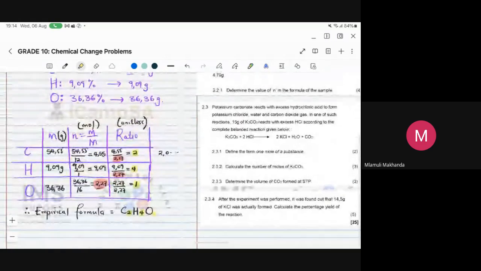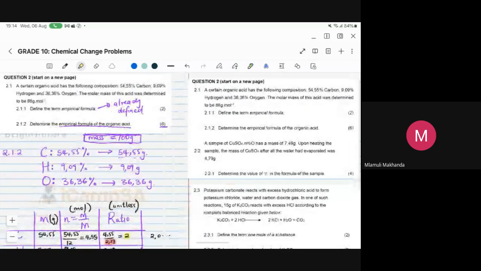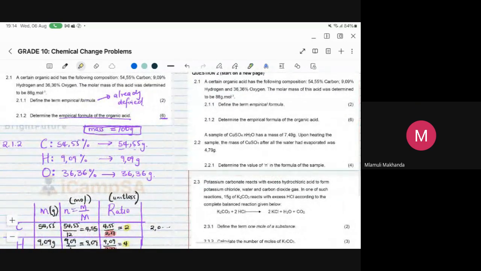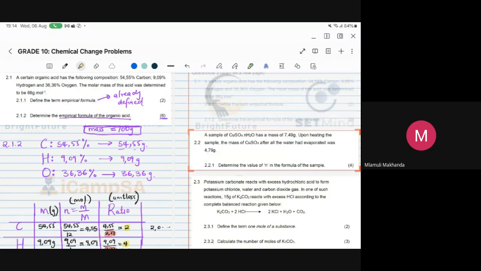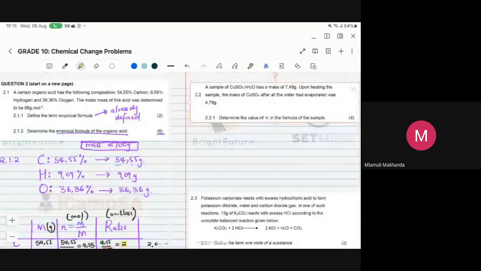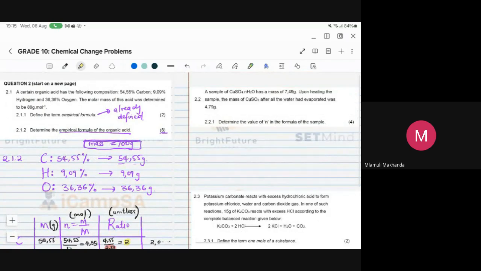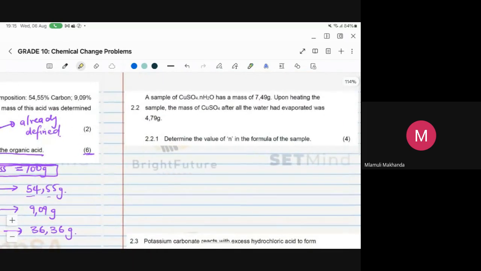Now, let's go on to the second part of this question, which is this guy right here, 2.2. Aha! Remember, on one of our previous lessons, we talked about hydrous salts. So in this example, we are told about copper sulfate, the hydrous copper sulfate. It has a mass of 7.49 grams, right?